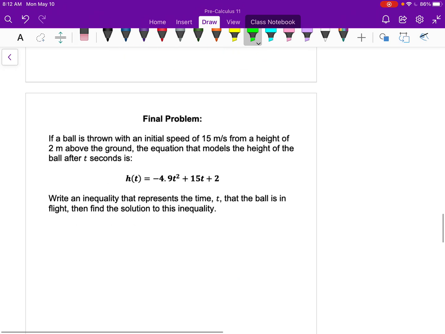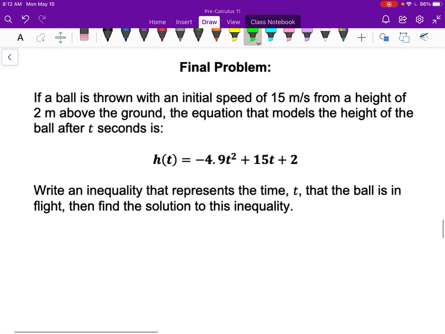All right, last question, not only in this lesson, but in this unit. And again, going back to some basic physics here. If a ball is thrown with an initial speed of 15 meters per second from a height of 2 meters above the ground, the equation that models the height of the ball after t seconds is this. So again, t is the time after you let go of the ball. h is the height.